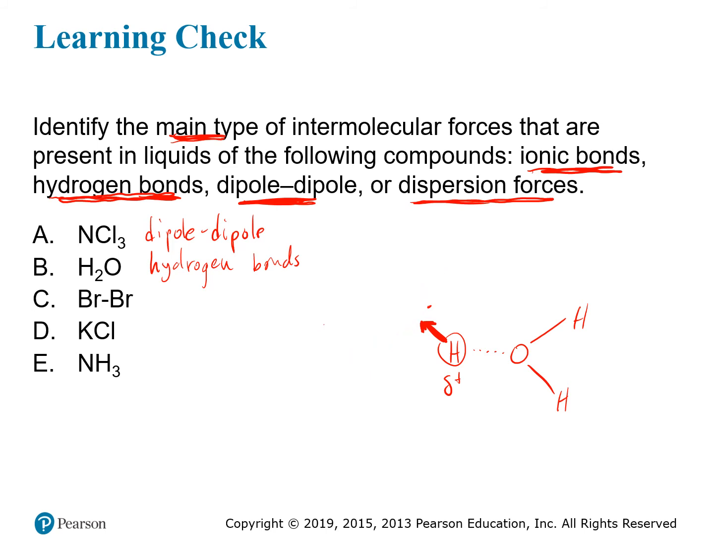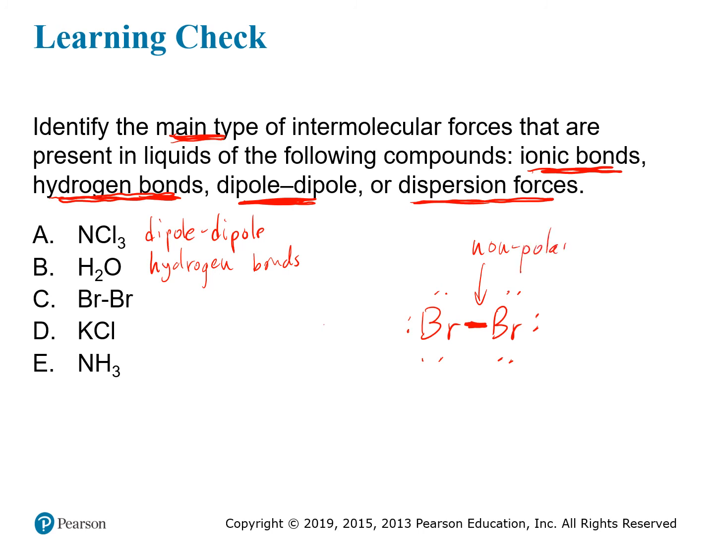Okay, the next one is Br-Br, right? So Br-Br really is talking about a Br2 or bromine molecule. You have two bromine atoms attached together. They have a bunch of lone pairs, but that doesn't really matter because it's just one single bond in the molecule. And this is a nonpolar bond, right? The two elements are the same, and so this is a completely nonpolar bond, okay?